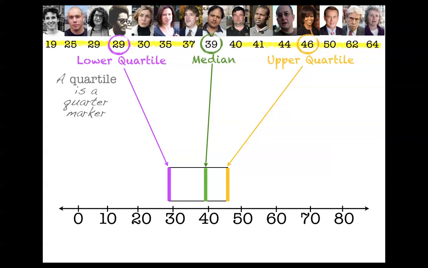But we're not done. We have the box. We don't have the whiskers. Oh, hey, there's a whisker. How come it went down to 19? Oh, because 19 is the lowest number in my data set.